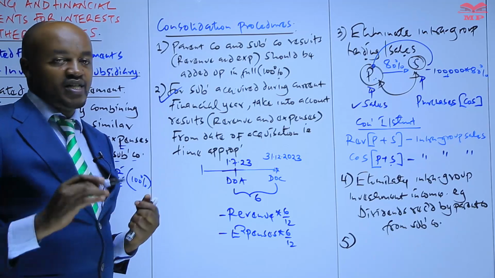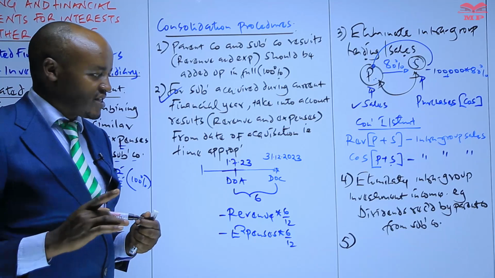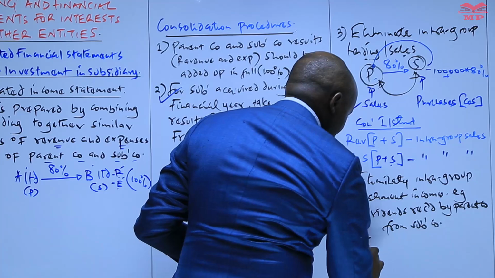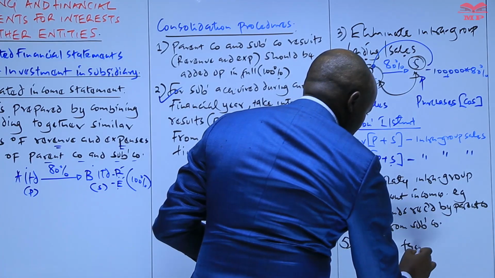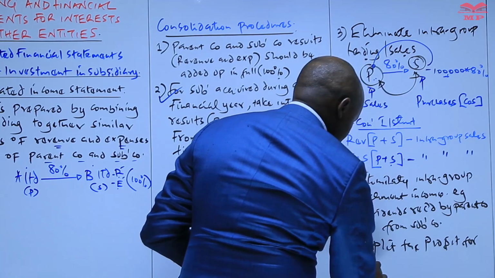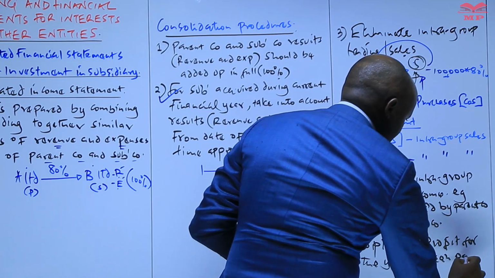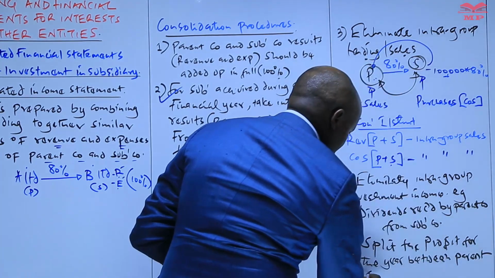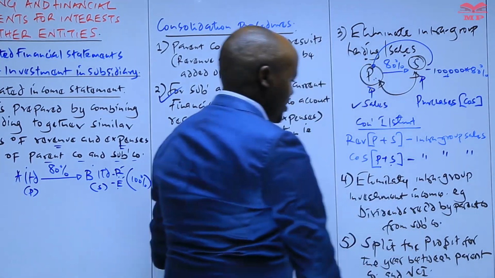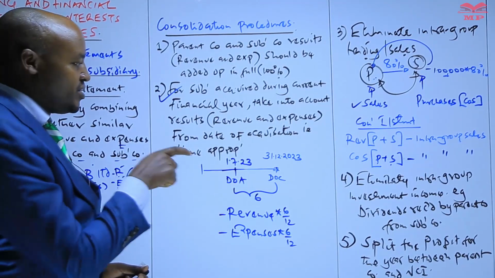And finally, step number 5 is that once you have gotten the profit for the year, after preparing this particular consolidated income statement, that particular profit for the year should be split between the profit attributable to the parent and the profit attributable to the NCI. So step 5, we can say split the profit for the year between the parent company and the NCI, that is non-controlling interest. So why do we do that? Why do we have to split the profit for the year between the parent and the NCI?